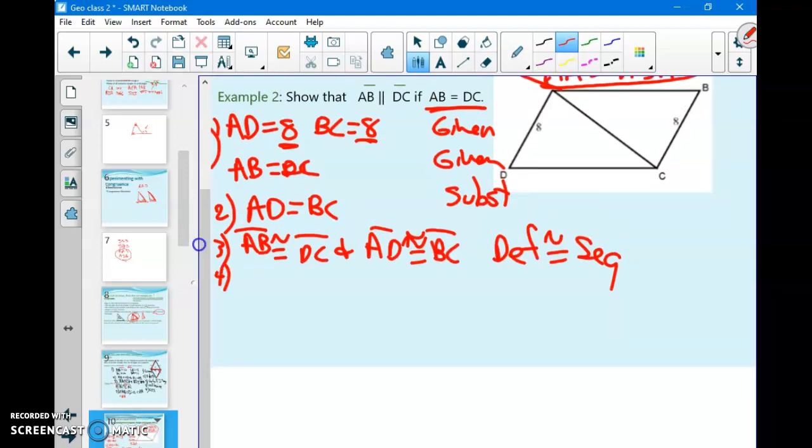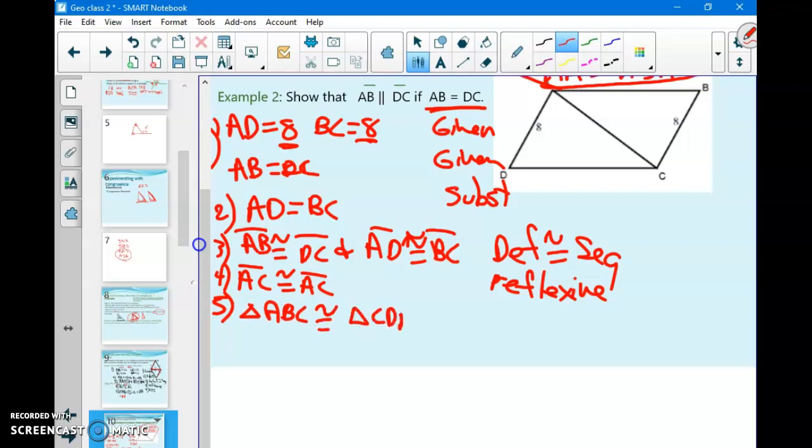And then, make sure you can still see the picture. What part is shared by both of them? Well, AC is congruent to AC. And we said that's reflexive, similar to the last proof. And so we know that the triangles are congruent. Triangle ABC is congruent to triangle CDA by side, side, side. Okay. But we're not done because we haven't shown the parallelness.